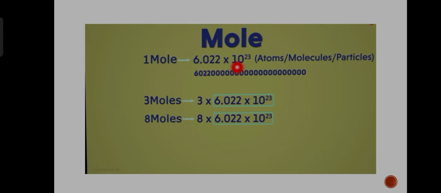For 2 moles you have to multiply this value with 2. For 3 moles you have to multiply with 3, and when there are 8 moles of any substance and you have to find out the number of particles in 8 moles of that substance, then you will simply multiply Avogadro's number by 8. Clear?